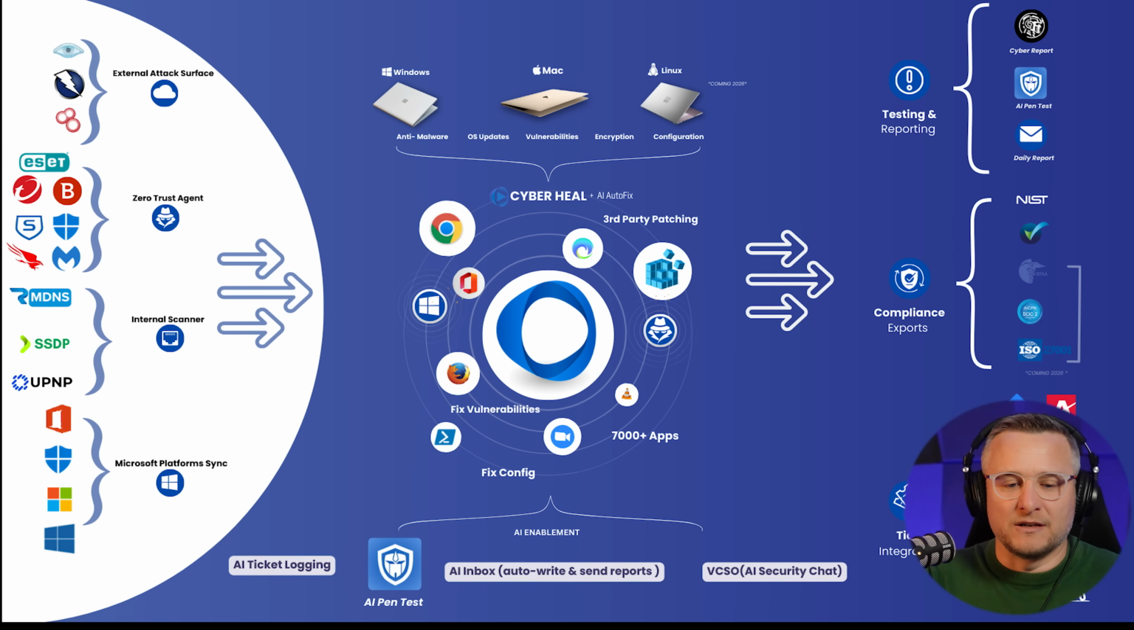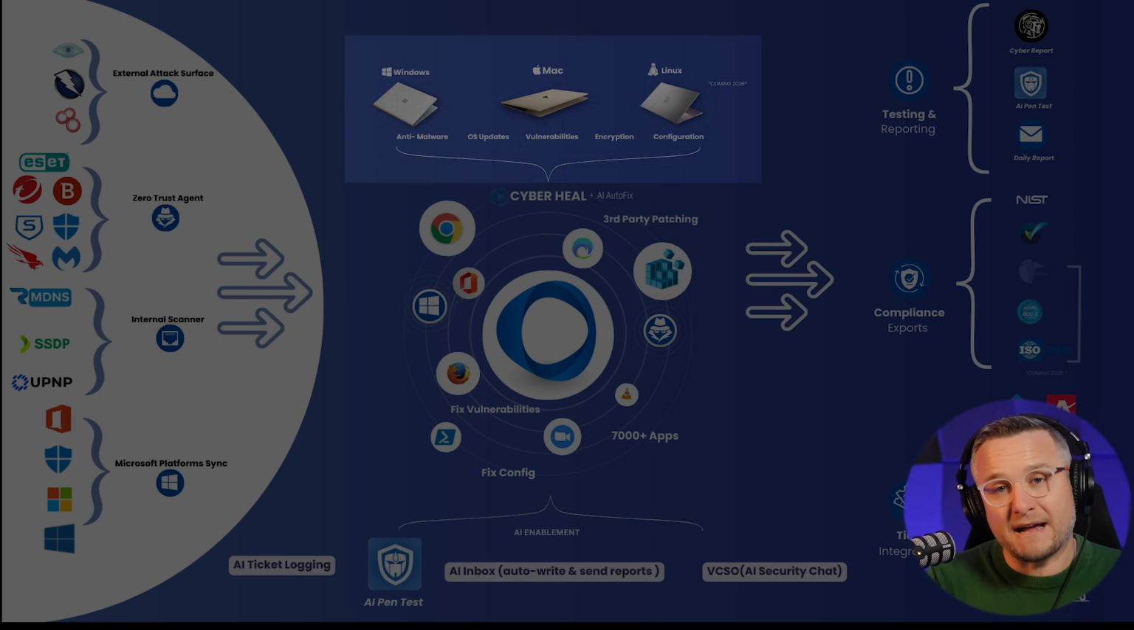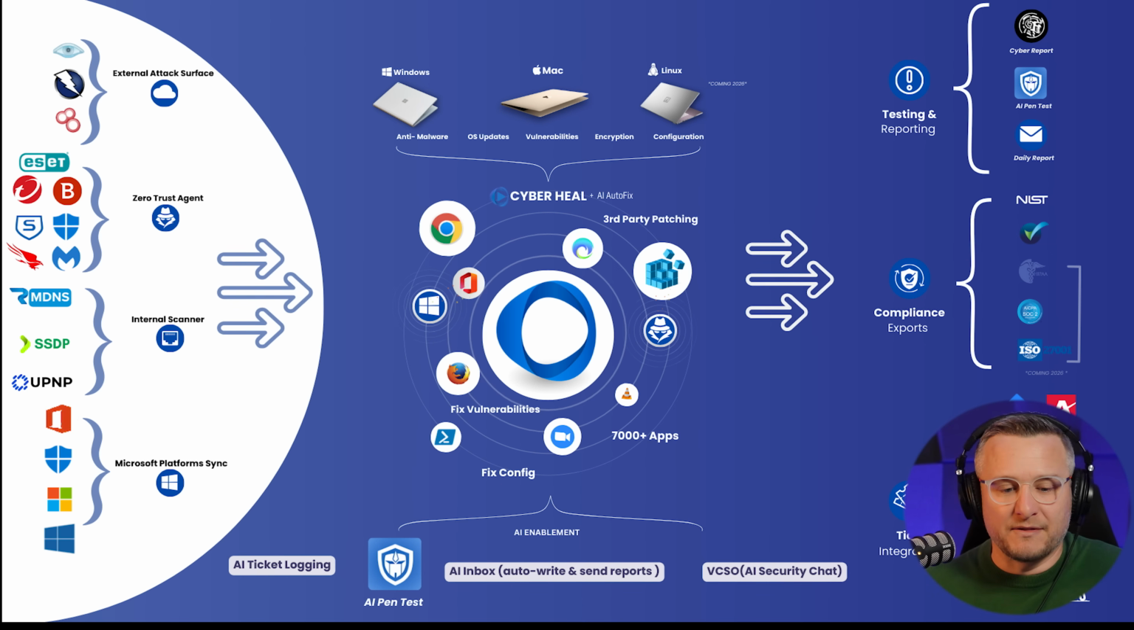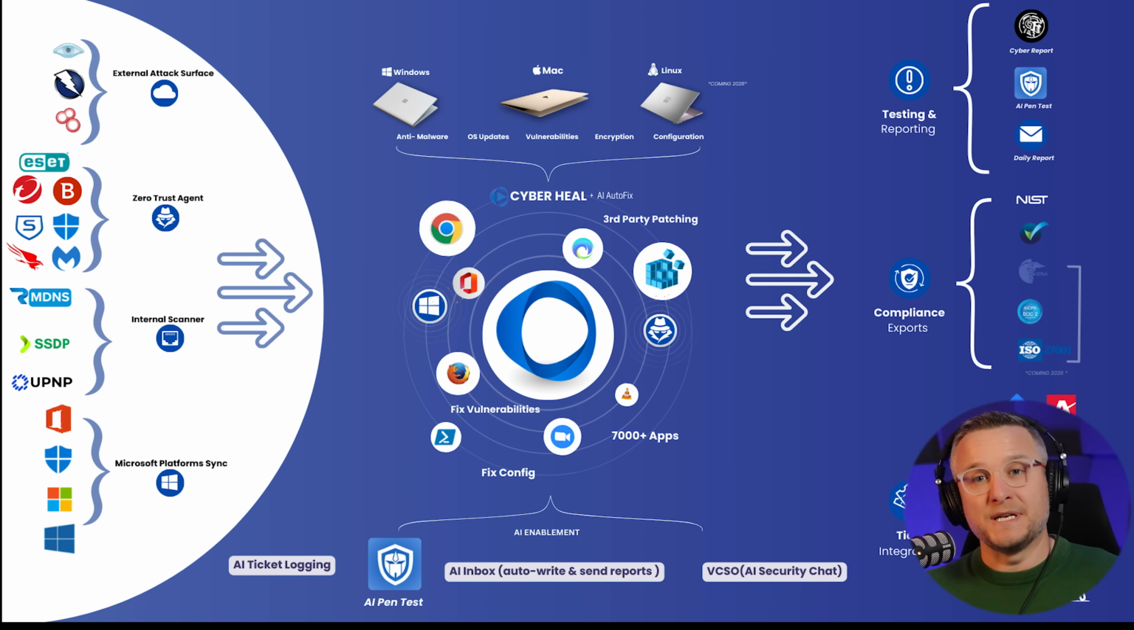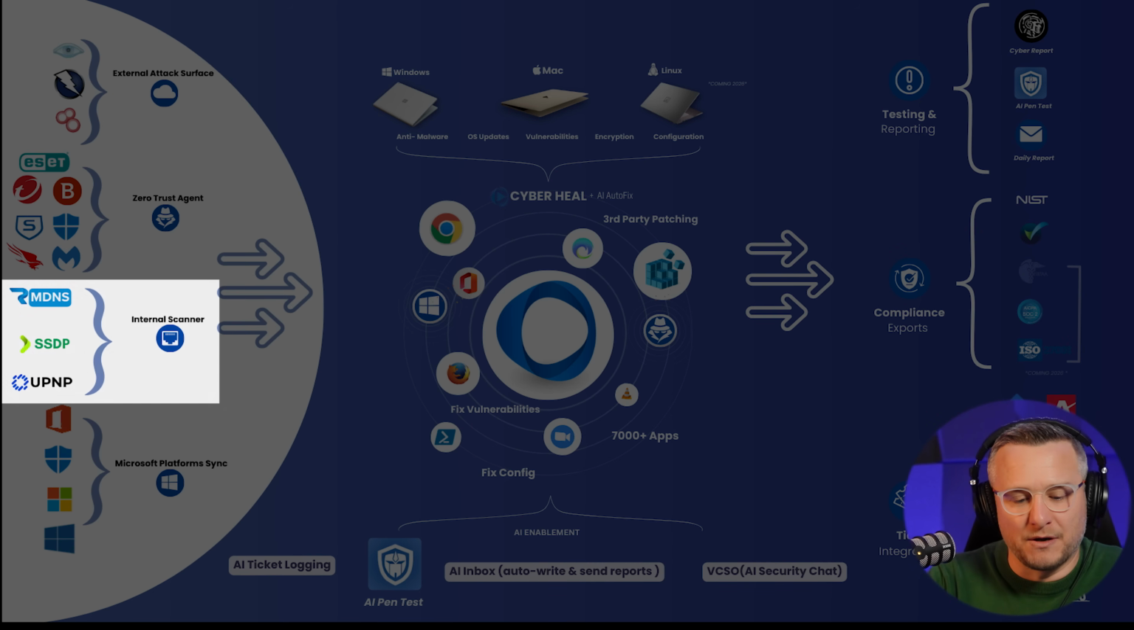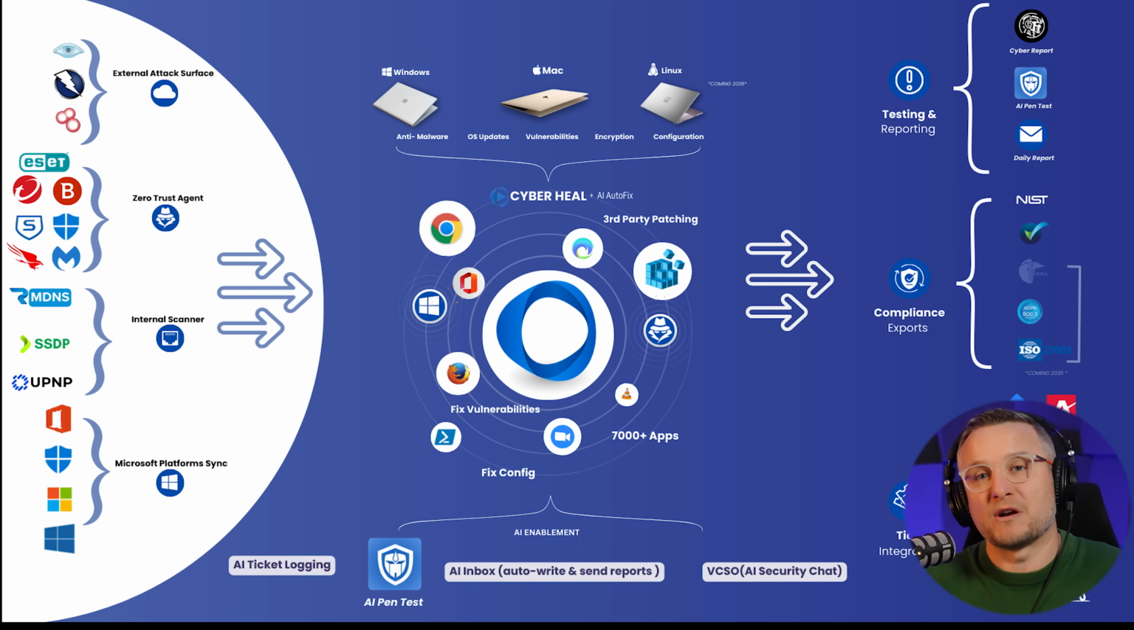So we have an external attack surface for external vulnerabilities. We have three agents. We have the Windows and Mac agent, and we have very soon coming the Linux agent into 2026, depending on when you're watching this video. Each of the Windows agents can turn into a neat little LAN scanner, and I'll show you that as we go through.